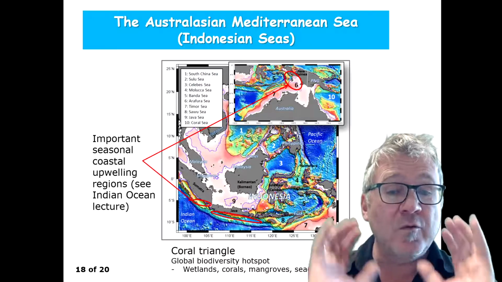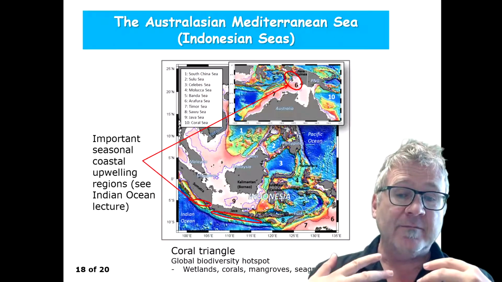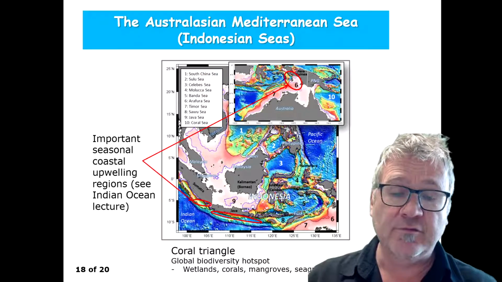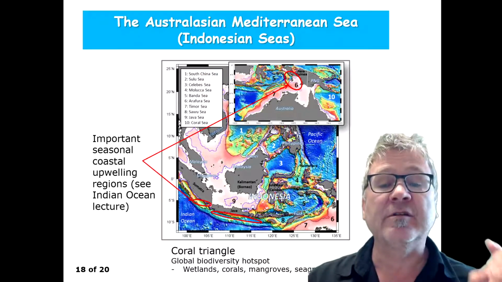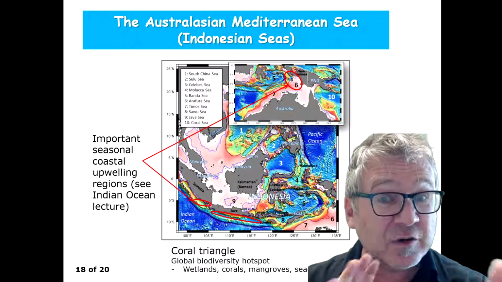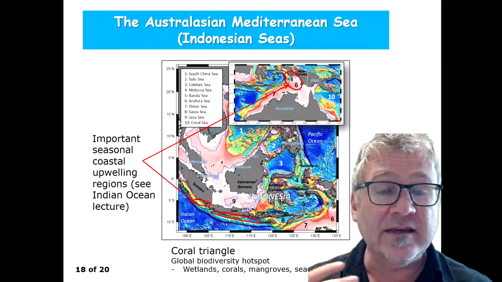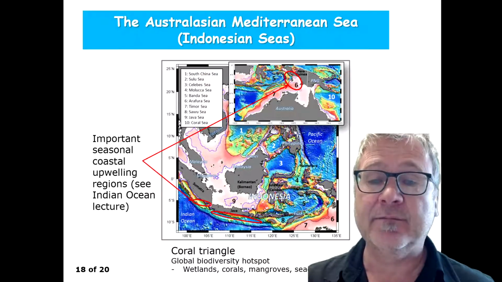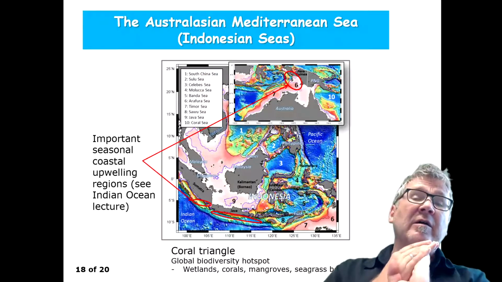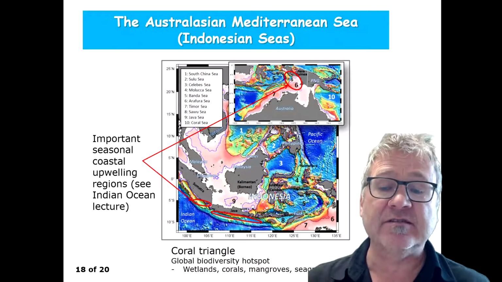And this region, also known as the Indonesian Throughflow region, is the connection between the Pacific Ocean and the Indian Ocean. There is a connection. There are narrow straits through which the oceans are connected. Okay, but I just want to talk about the locations of significant seasonal upwelling.